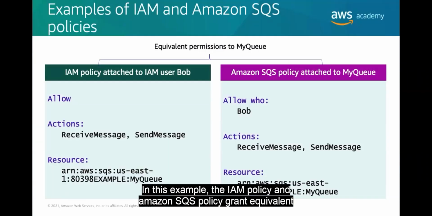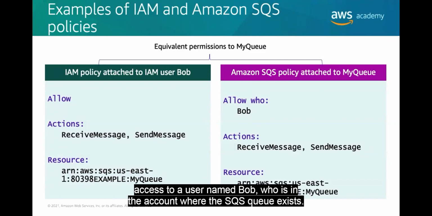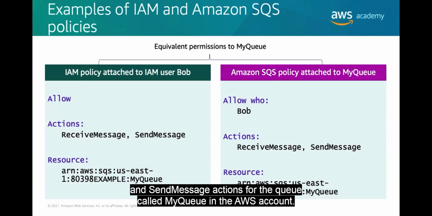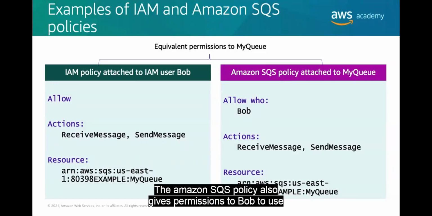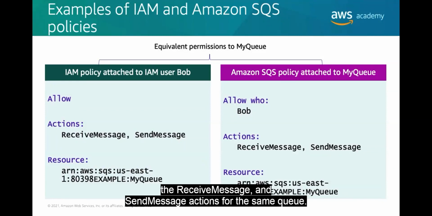In this example, the IAM policy and Amazon SQS policy grant equivalent access to a user named Bob, who is in the account where the SQS queue exists. The IAM policy grants the permissions to use the Amazon SQS receive message and send message actions for the queue called myQueue in the AWS account. The policy is attached to Bob. The Amazon SQS policy also gives permissions to Bob to use the receive message and send message actions for the same queue.